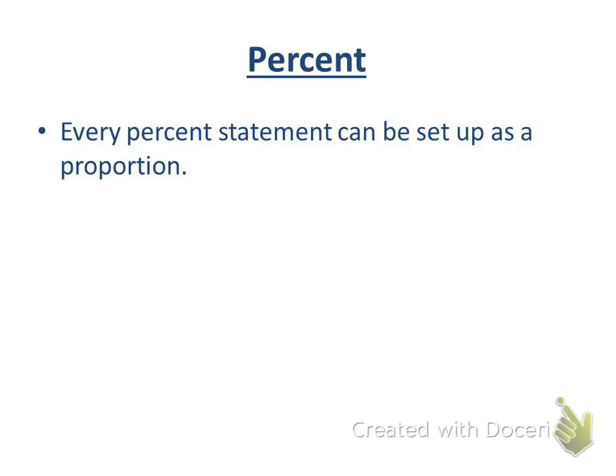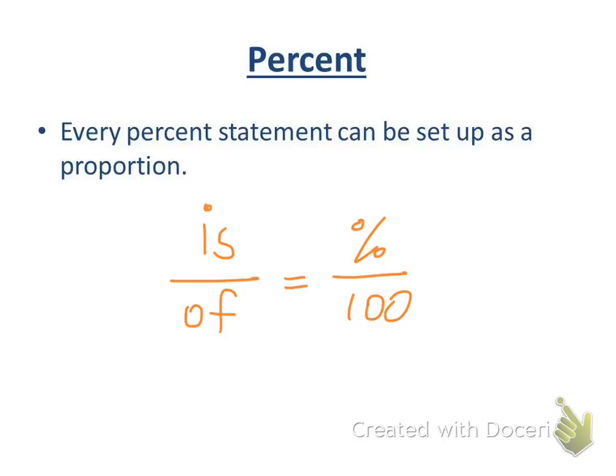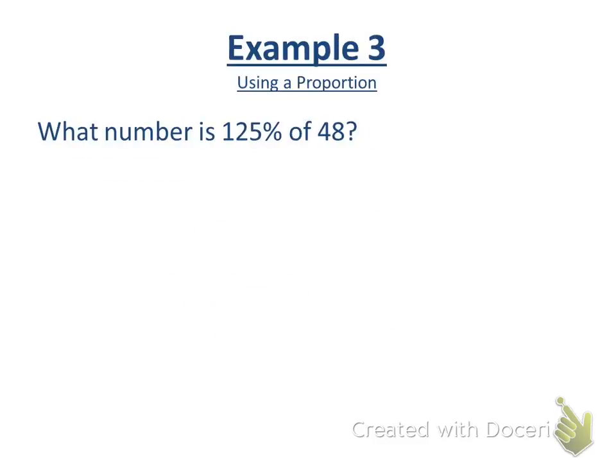All right, every percent problem can be set up as a proportion, and that proportion is this. Is over of equals percent over 100. Part to whole equals percent over 100. Now, this proportion always works if we're trying to find simple percent problems like this one.